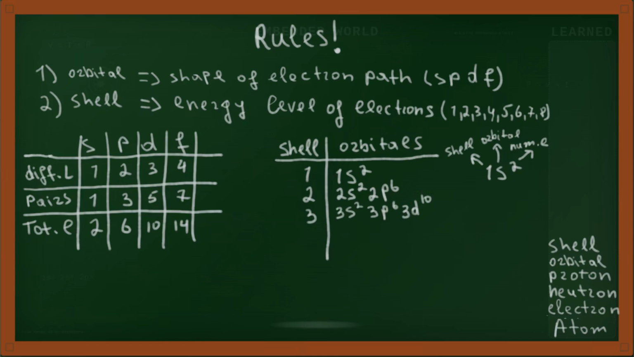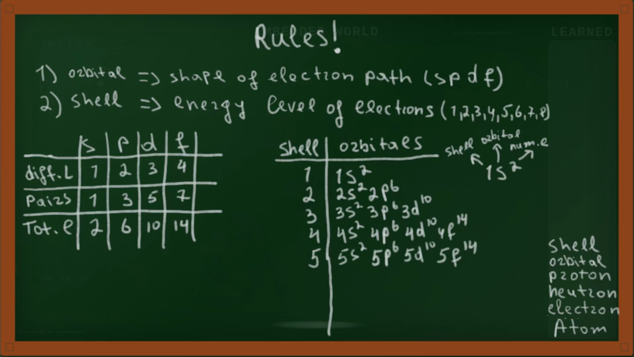And the trend continues like this: 3s2, 3p6, 3d10, 4s2, 4p6, 4d10, 4f14, 5s2, 5p6, 5d10, 5f14. From there we will go backwards like 6s2, 6p6, 6d10, 7s2, 7p6, and lastly 8s2.